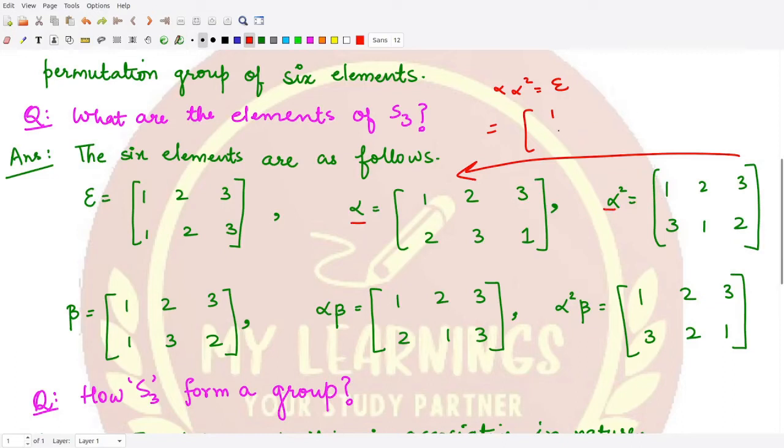Next, let us see the next thing. For 2 we have 1 here, and for 1 we have 2 here. So under 2 we should write 2 here, right? So for the next element, 3, under 3 we have 2 here, under 2 we have 3 here. So under 3 we should write 3, right? And notice that this is what? This is your epsilon permutation. So therefore alpha into alpha square is the epsilon, which is the identity of the given group.